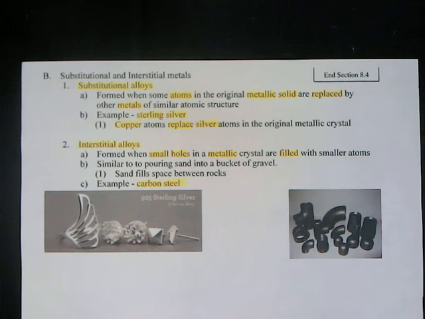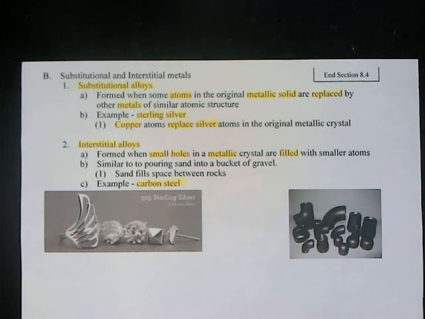So the first type of alloy we have is a substitutional alloy, okay? So substitute, if we take that word there, we can break it down. We're going to substitute one metal for another metal in a sample, okay? So again, we replace one metal with another metal. A great example of this is sterling silver. Now, sterling silver, how they make it is they start out with pure silver, and then they replace those silver atoms with another metal. Most of the time it's copper, so that copper replaces that silver, and that's how sterling silver is produced.